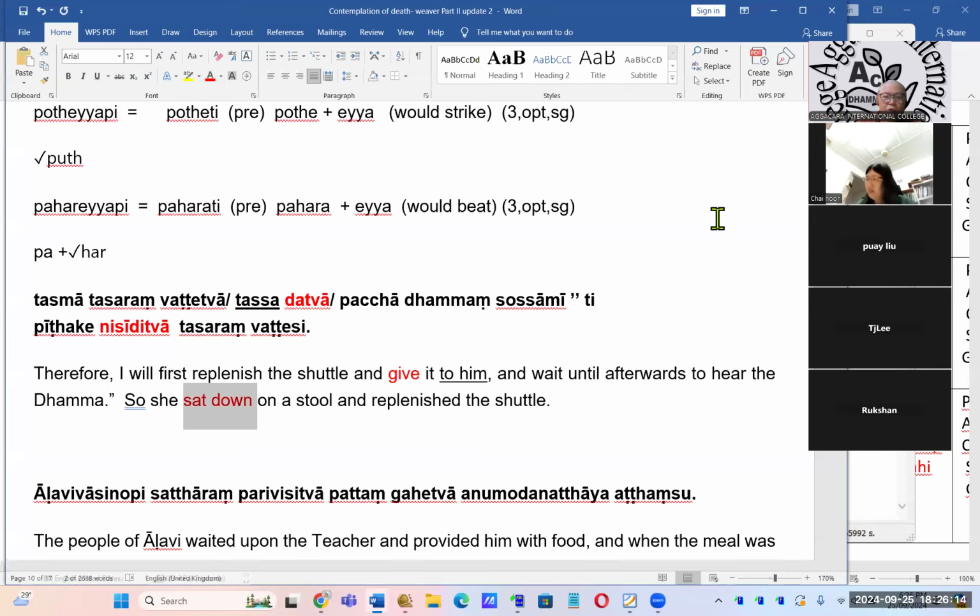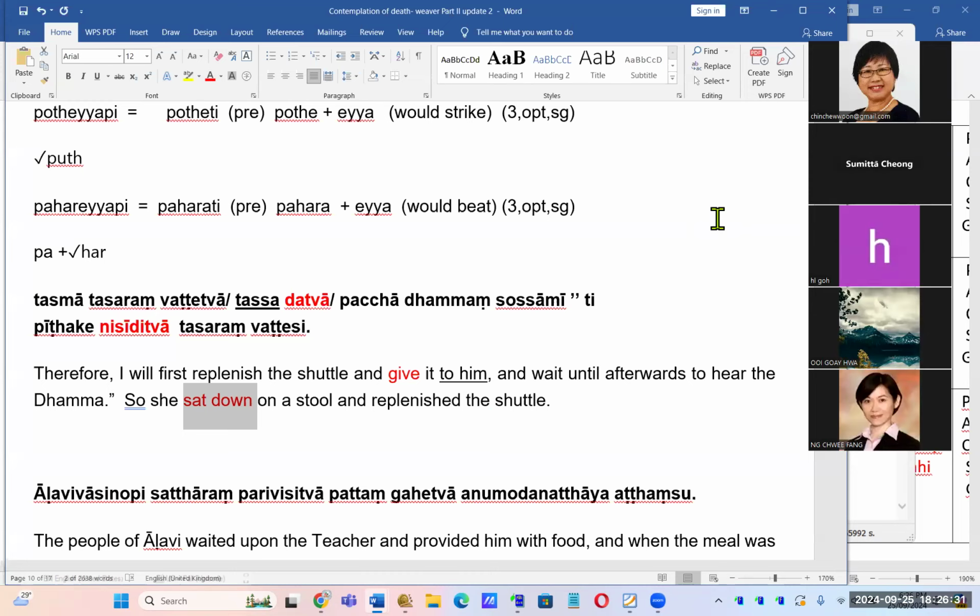Rushan. Rushan, are you here? Yes. Which word do you know? No, I don't know any. Hmm? Cannot tell any. Don't know anything. All right. Sister Sumitra Khan.